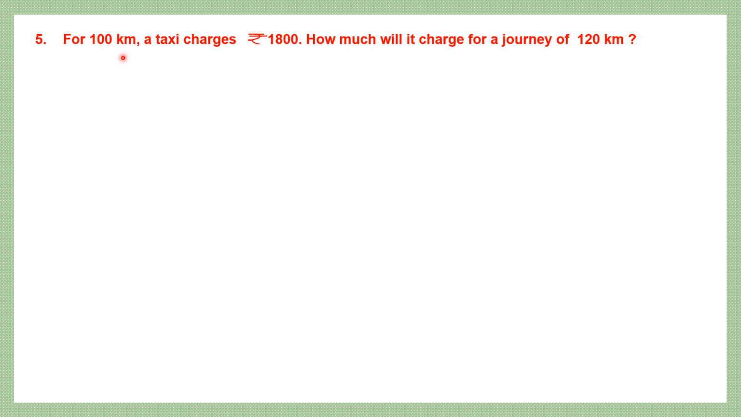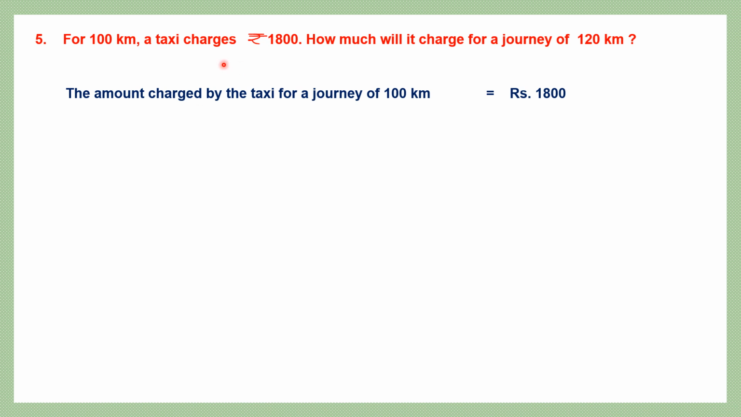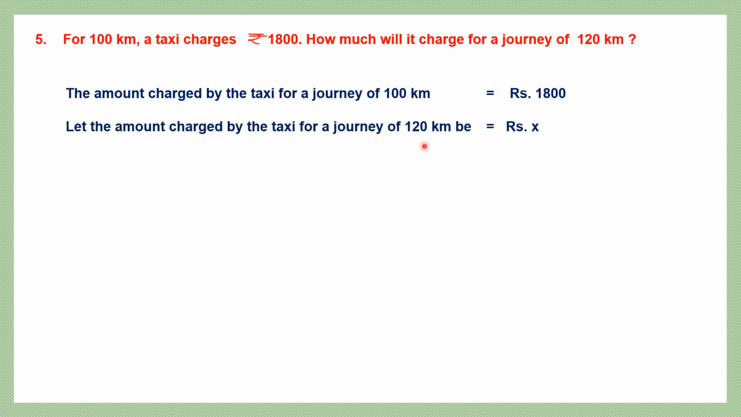Question 5. For 100 kilometers, a taxi charges 1,800 rupees. How much will it charge for a journey of 120 kilometers? So for 100 kilometers, it is 1,800 rupees. For 120 kilometers, it's going to be more. So when the distance has increased, the charge also will increase. So again, this is direct variation. So let's write that the amount charged by the taxi for a journey of 100 kilometers is 1,800 rupees. So let the amount charged by the taxi for a journey of 120 kilometers be rupees x.